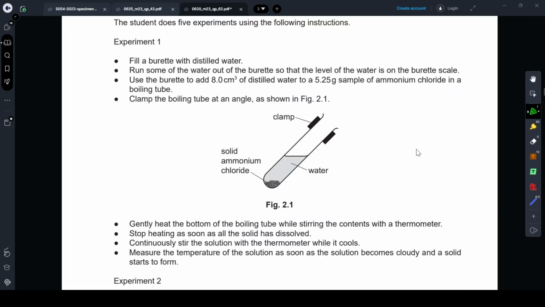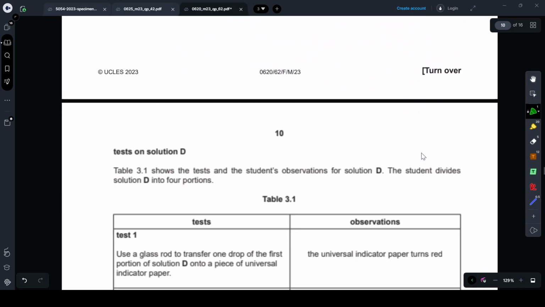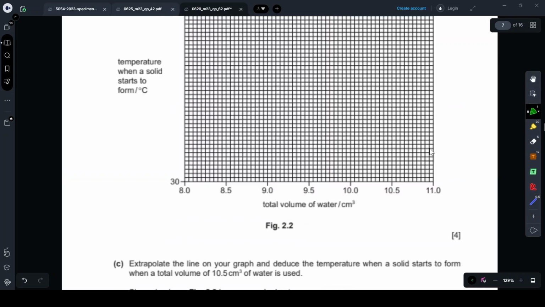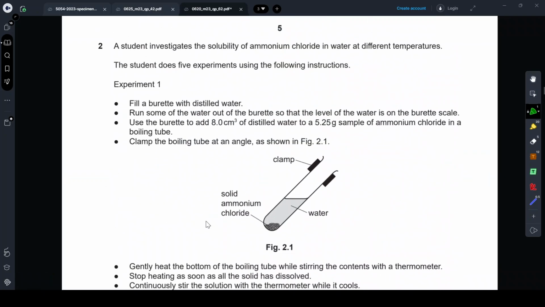A student, wait, we will have four of these, right? Just three? Four. Okay, let's do this. So, lots of text over here.